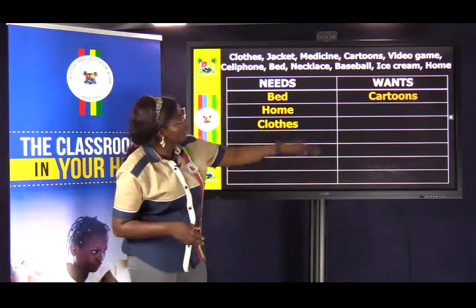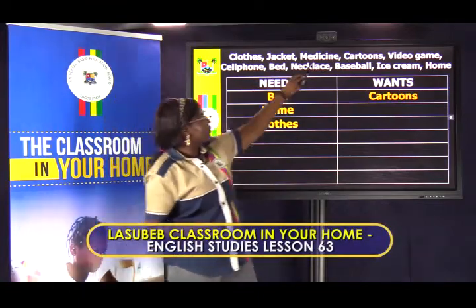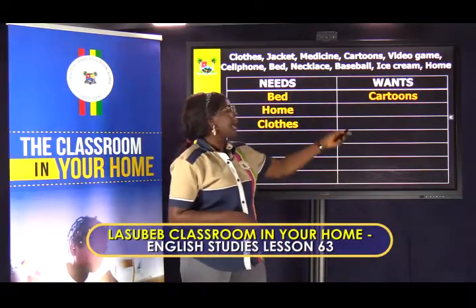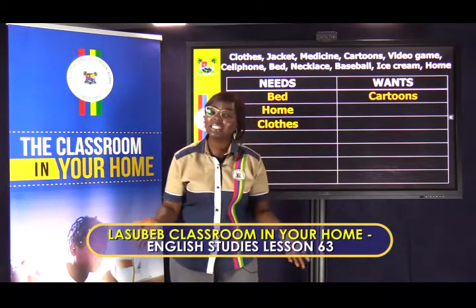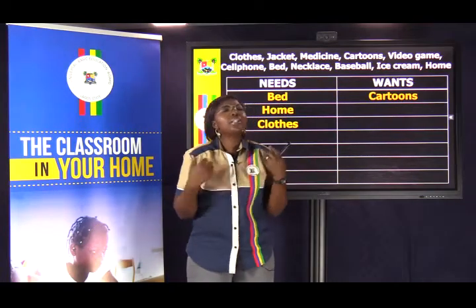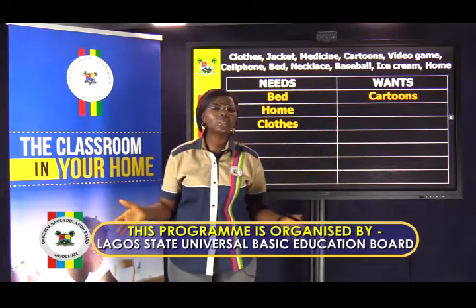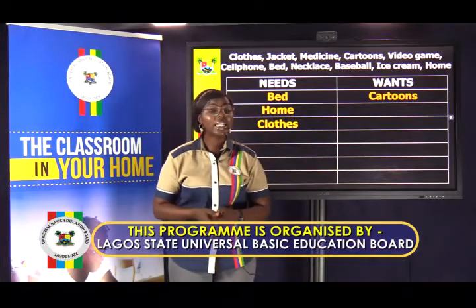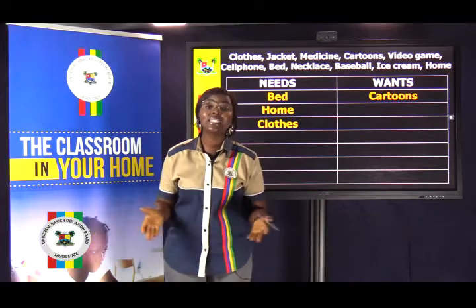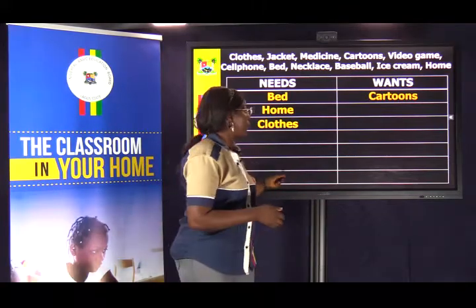Okay, now we move to the wants. Cartoon is just an option. And cartoons are wants, children. Yes, I know, but we need to watch PJ Masks. We need to watch Disney Junior. It needs to keep us busy. Well, children, it is a want. It is not the basic things in life, okay?